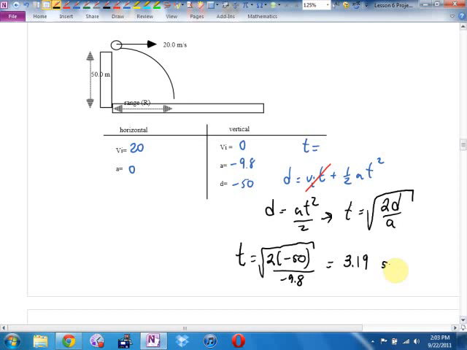So how long was it in free fall vertically for? 3.19 seconds. Alex, how long was it moving sideways for? That's the beauty. See, now I have time. Now, boom, right away, I can write the same time over here because the vertical time of flight has to be the horizontal time of flight.